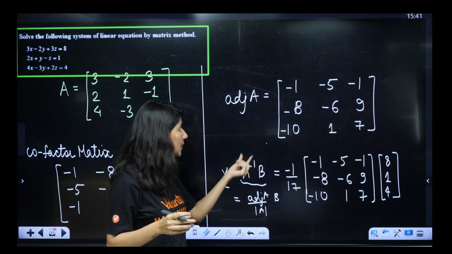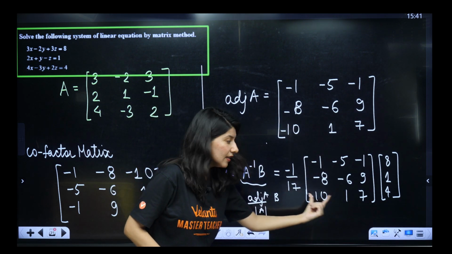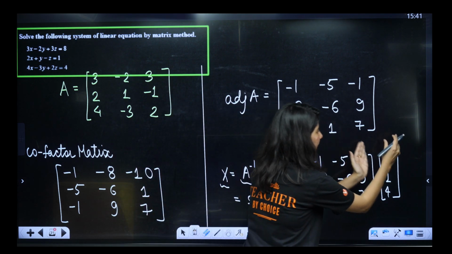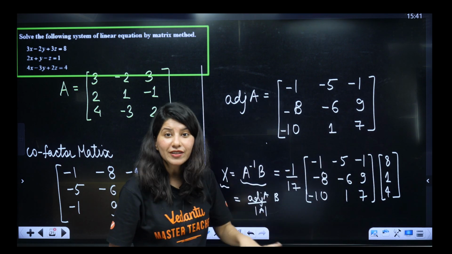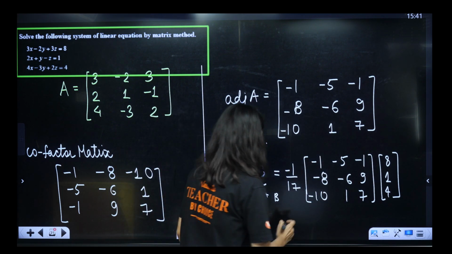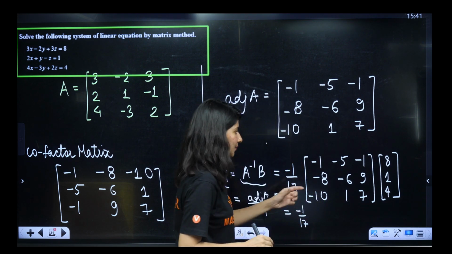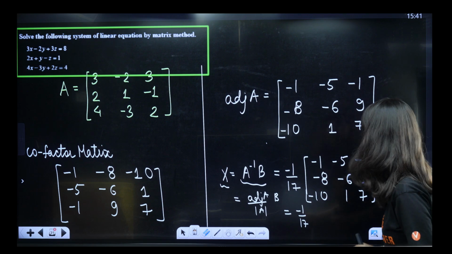So, your X will be what? Adjoint A upon determinant A. This is your adjoint A, this is upon determinant A. So, adjoint A upon determinant A into B. Right? Now, you have to solve this chaos. Okay, let's do that. Minus 1 by 17. Just these two last steps and you'll be like, oh my God, we are getting the answer.